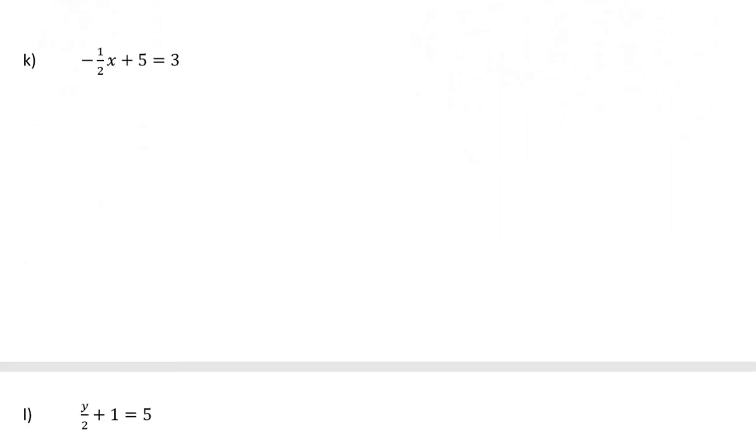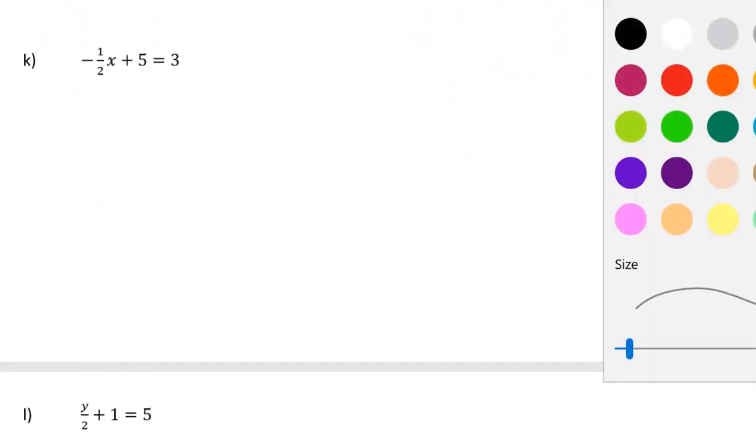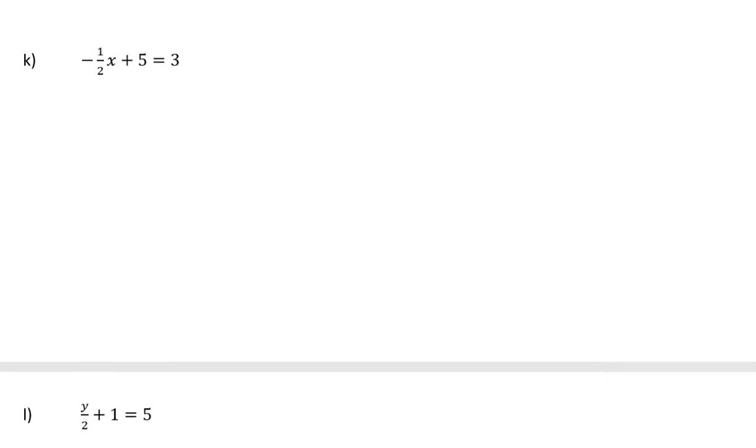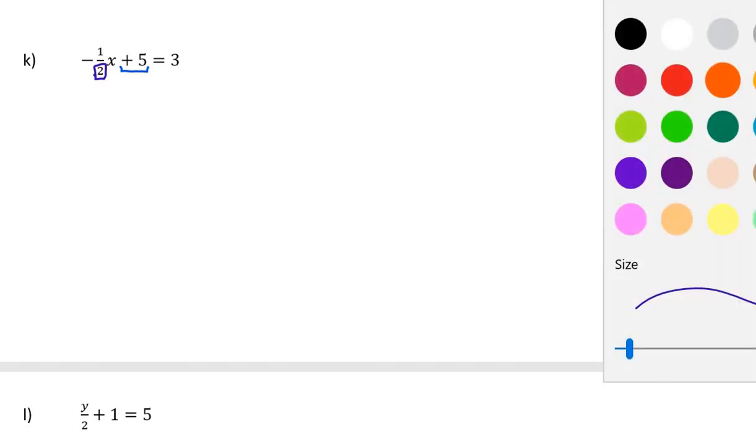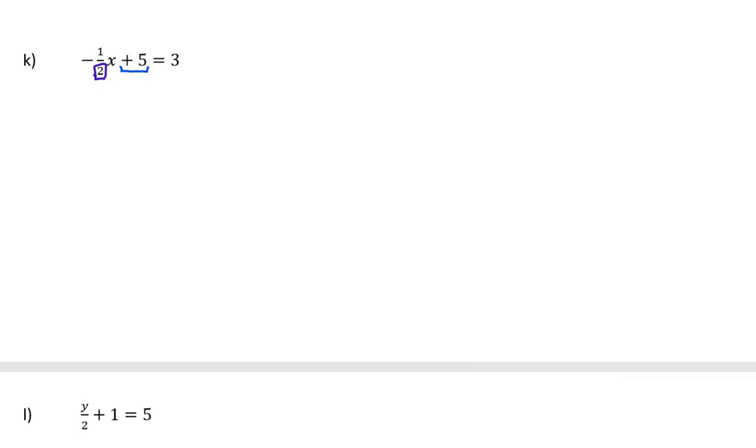Right, let's look at k. K now has a couple of things going in it. What is attached to x? Well, there's a plus 5 attached to x. There is, I'm dividing by 2, and there seems to be this negative 1. I don't know who this negative belongs to. It doesn't really matter. You could think of it as a negative 1.